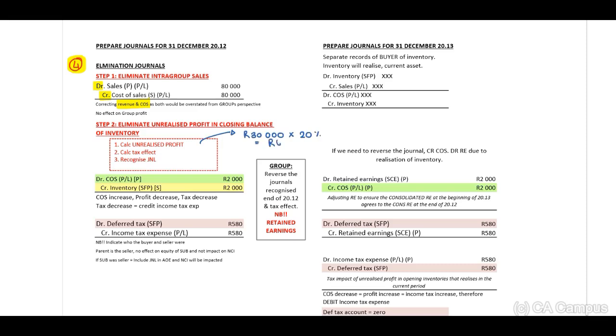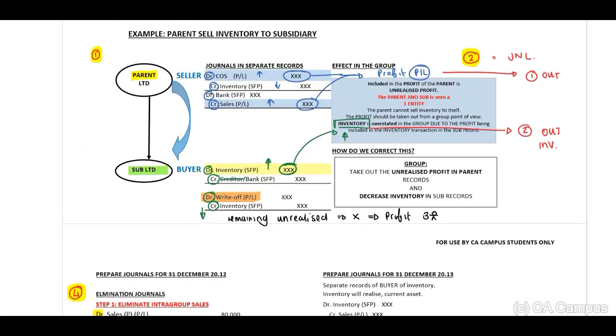Therefore, this will be 6,000. However, they've already written off 4,000 of this. Therefore, this will now be remaining 2,000. Now, if you think about this, remember, we've identified that we will have to take out.